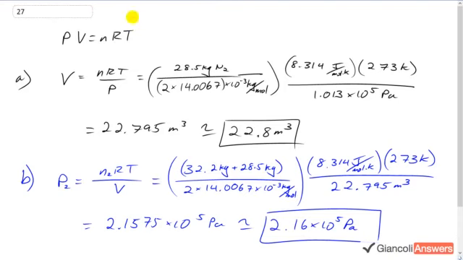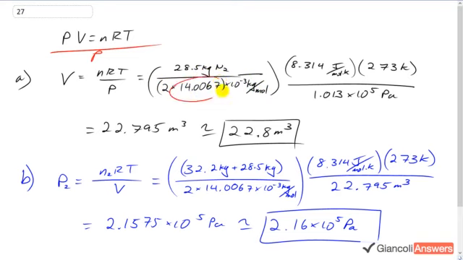We can solve the ideal gas law for volume by dividing both sides by P. And we have the volume is the number of moles of the gas times universal gas constant times the temperature in Kelvin divided by the absolute pressure. So the number of moles of nitrogen is 28.5 kilograms divided by the molar mass expressed in kilograms per mole.